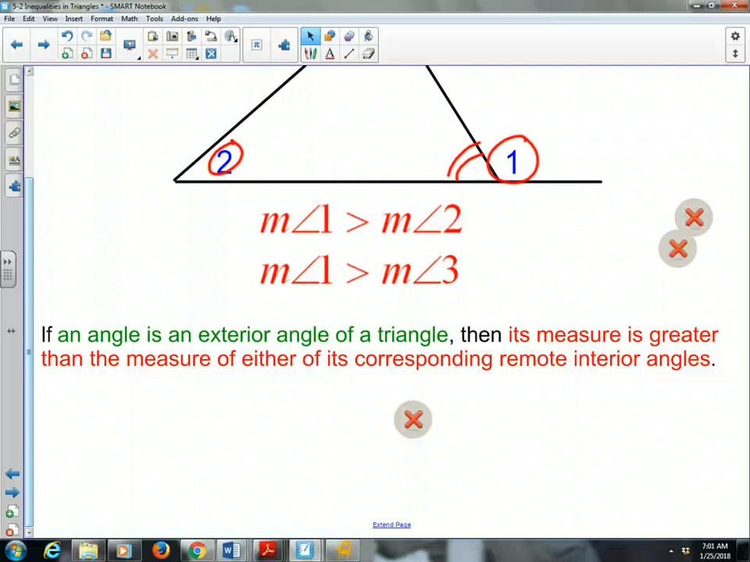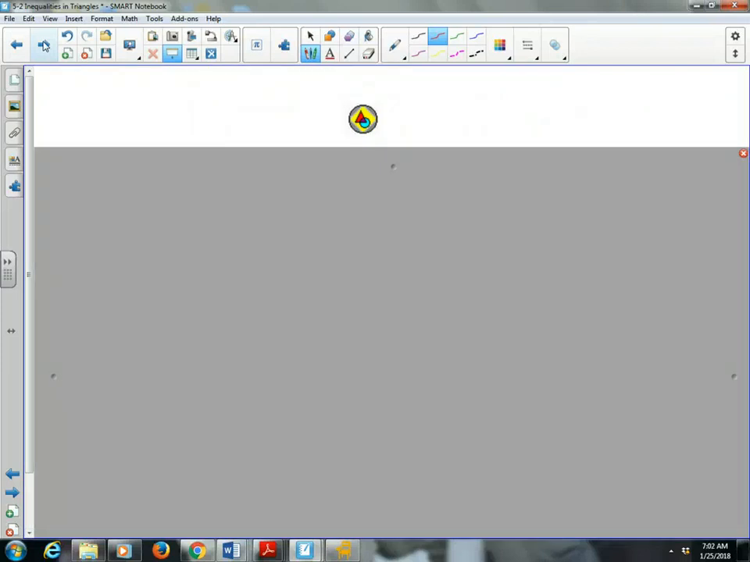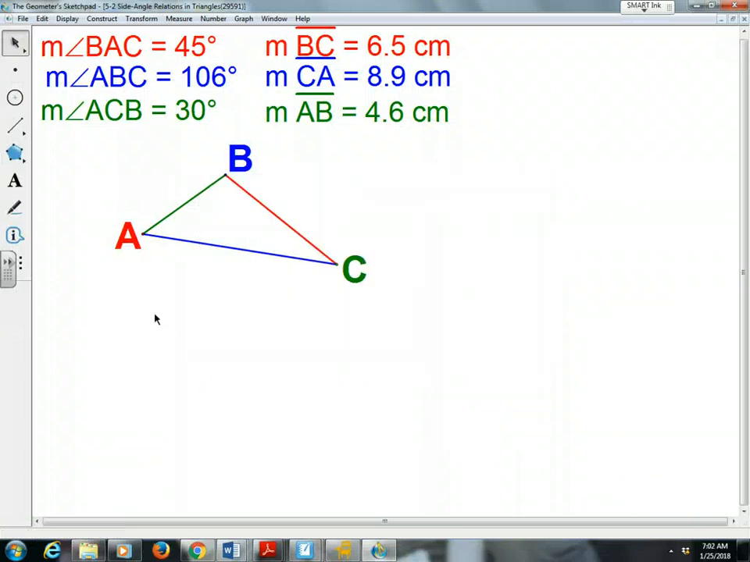And again, I hope that kind of is common sense. If angle 2 plus angle 3 equals the measure of angle 1, then of course angle 1 has to be bigger than angle 2, and angle 1 has to be bigger than angle 3. The exterior angle is bigger than its remote interior angles. The next thing I want to talk about here, and this is very important, is the location of the angles and the sides in a triangle.